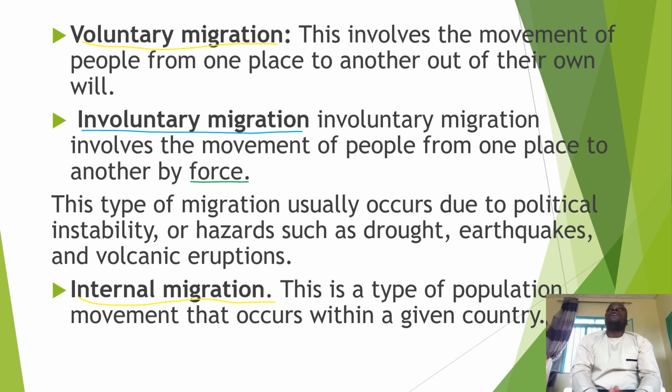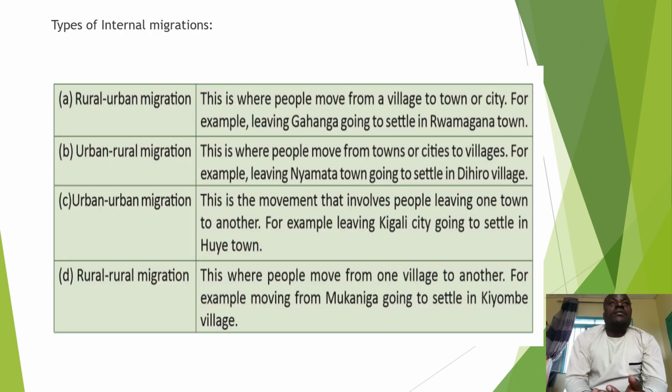Say, people migrate from Rwamagana to Nyagatare district. People migrate from Kayonza district to Rubavu district. That is internal. They have not moved beyond the borders. Then we have different types of internal migrations. This table summarizes these types.